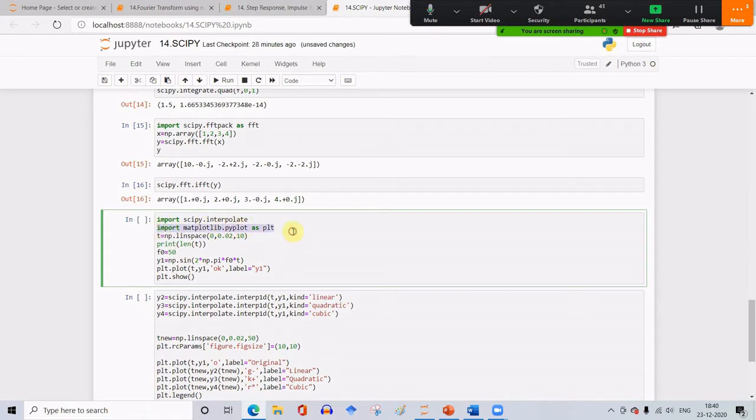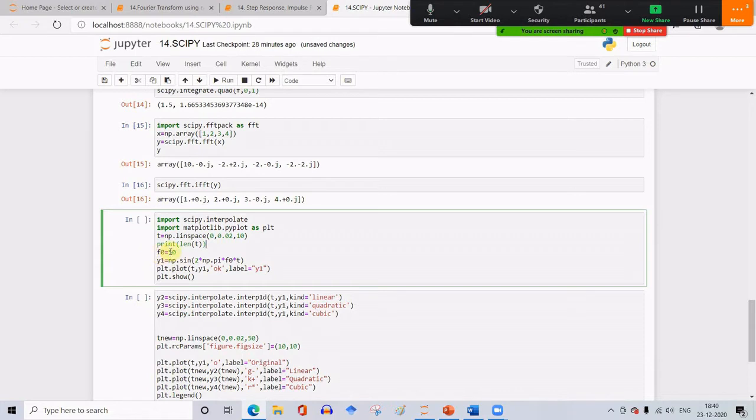So I'm importing matplotlib.pyplot as plt. And then for the x-axis I'm taking the time t as a linear space between 0 and 0.02 with 10 points in between. I am taking 0.02 because I am taking a sinusoidal signal with a frequency of 50, so you will know that this 20 milliseconds is the time for one cycle of this sine wave.